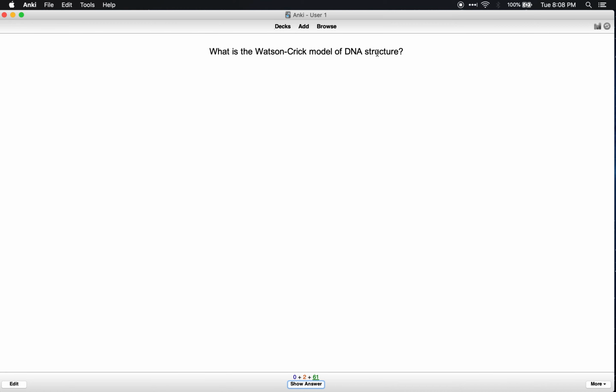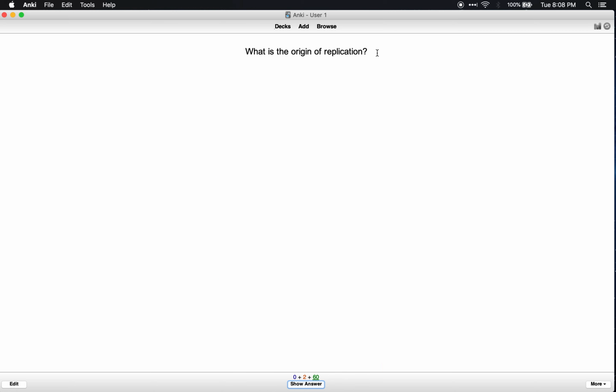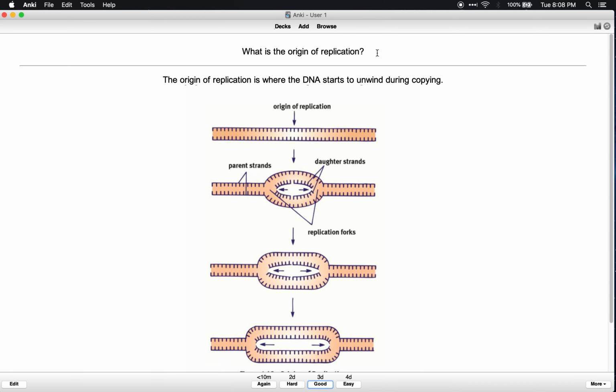The Watson-Crick model of DNA structure says that DNA is a double helix, with the sugar-phosphate backbone on the outside and the bases facing the inside, hydrogen bonded to each other, antiparallel 5' to 3'. The origin of replication is the site where DNA begins to unwind.